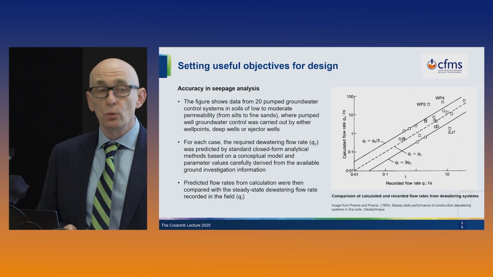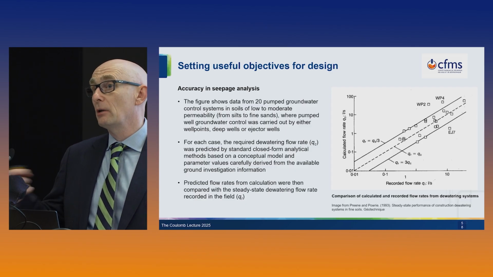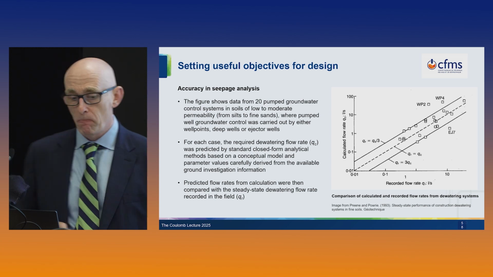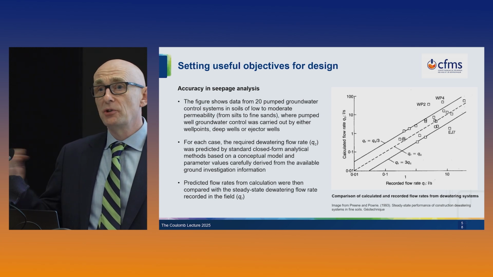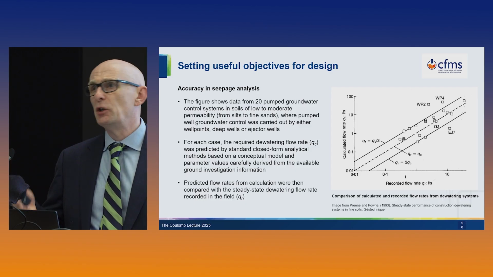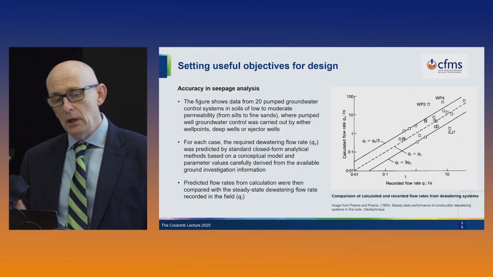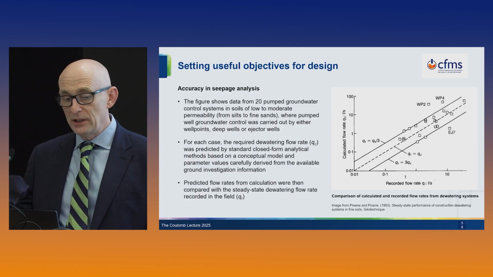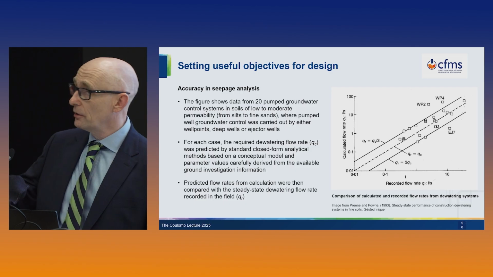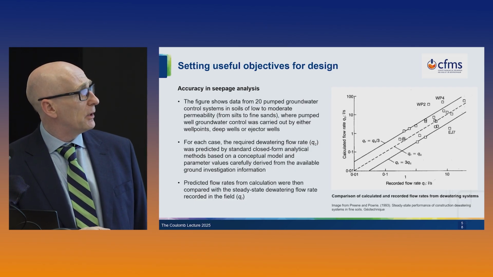For each case, we worked out the required flow rate, what we call our calculated flow rate, QC, which is on the vertical axis. We worked out QC using standard closed form equations like the Dupuit-Forchheimer equation. We developed a sound conceptual model, and then used parameter values that we selected carefully. Then we went into the field and recorded the flow rate. So this diagram shows the recorded flow rate that we observed in the field.